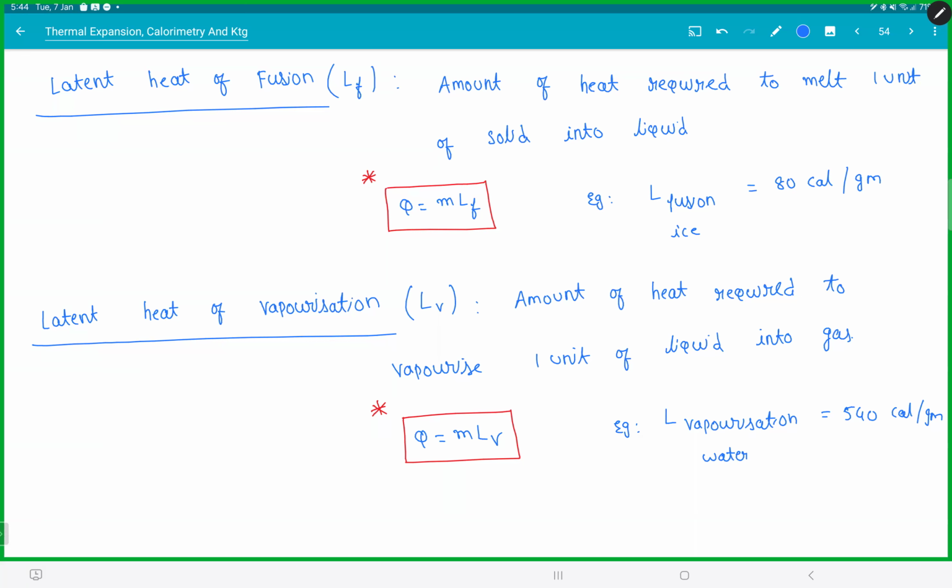So anyway, water's latent heat of vaporization, 540, is a pretty large value. It actually removes a lot of heat.